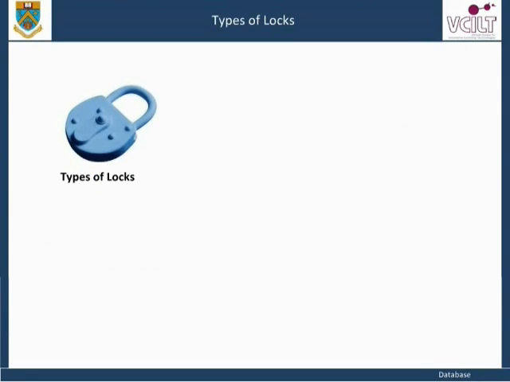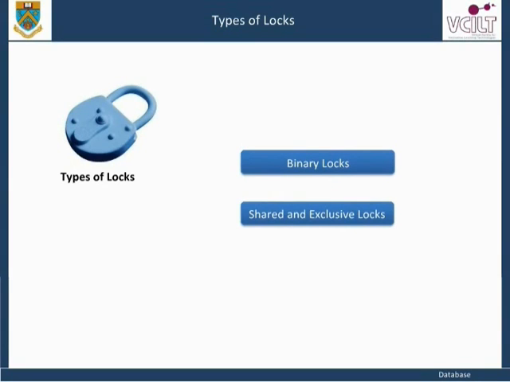Types of locks. There are several types of locks that can be used in concurrency control: binary locks, shared and exclusive locks. Use of the locking scheme. To see in more detail, click on it.